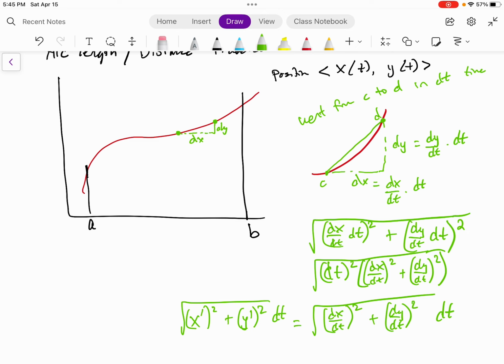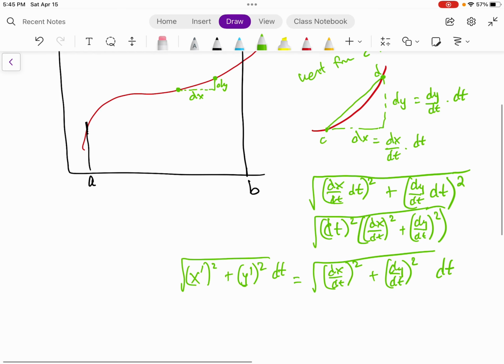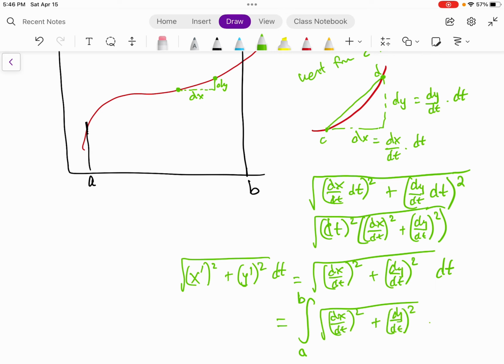And what do we need to do? We just need to sum this up from a to b. So that sounds like an integral. We're going to have the integral from a to b, because this is just one of these tiny little segments, and we need to have all of them. A to b of the square root of dx dt squared plus dy dt squared dt.